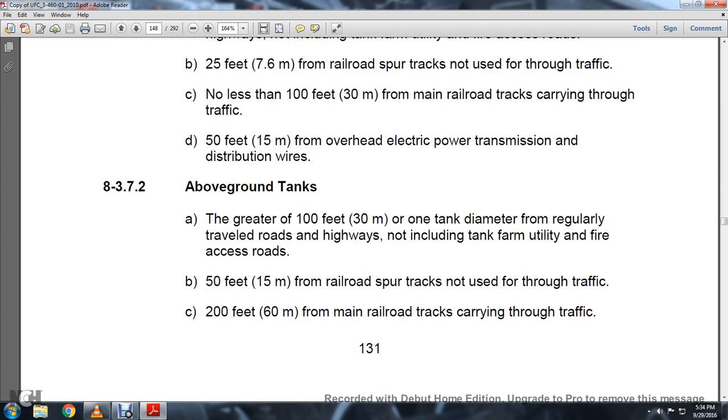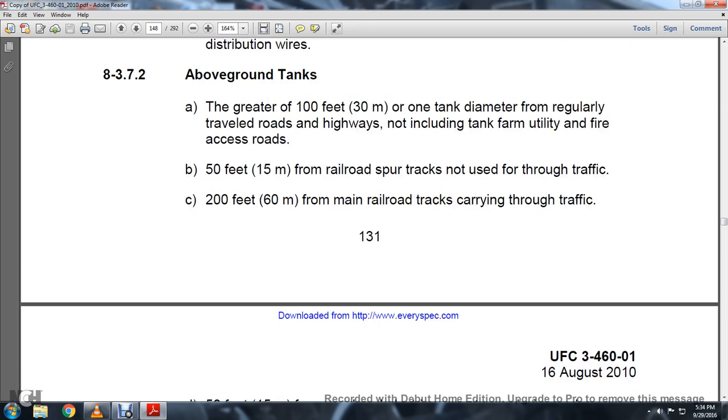8.3.7.2 Aboveground tanks: the greater of 100 feet or one tank diameter from regular travel roads and highways, not including tank farm, utility, and fire access roads. 50 feet from railroad spur tracks that are not used for through traffic. 200 feet from main railroad tracks carrying through traffic.